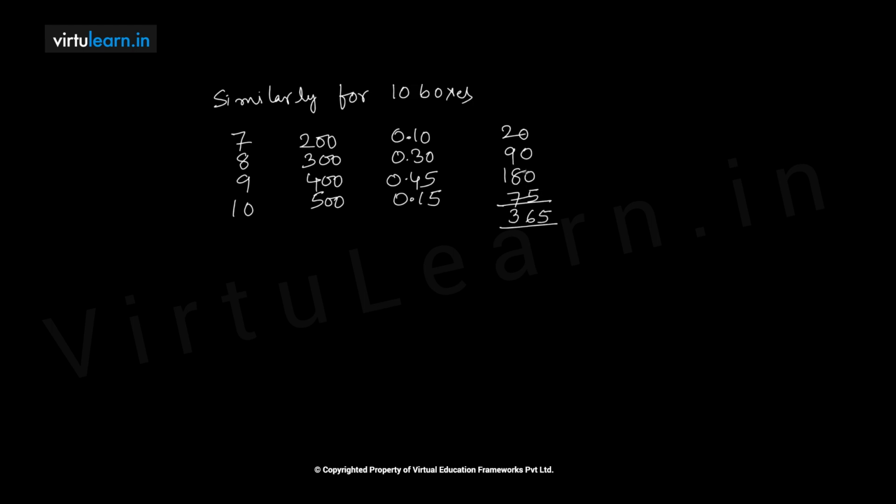365. Here what it means is when the 10 boxes are brought here and only 7 boxes are sold, 350 is the profit and 3 boxes are left unsold, which is a loss. So 350 minus 3 into 50, 150 loss, 350 minus 150 is 200. So the probability of that is 0.10. So there will be 20 rupees profit. So here 90, here 180. So this is the way probability.